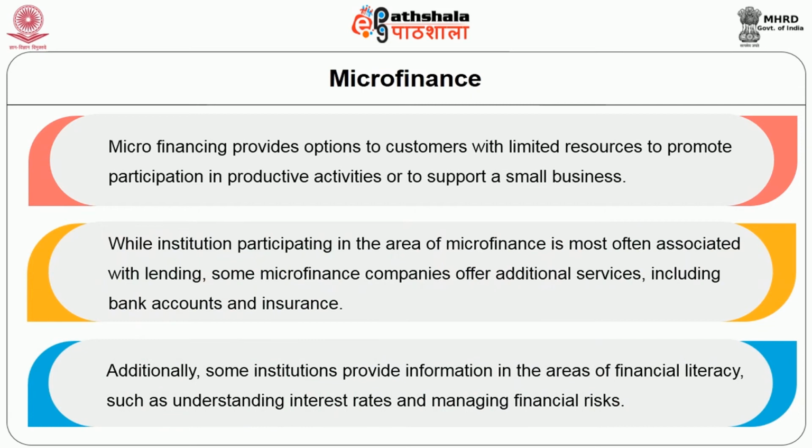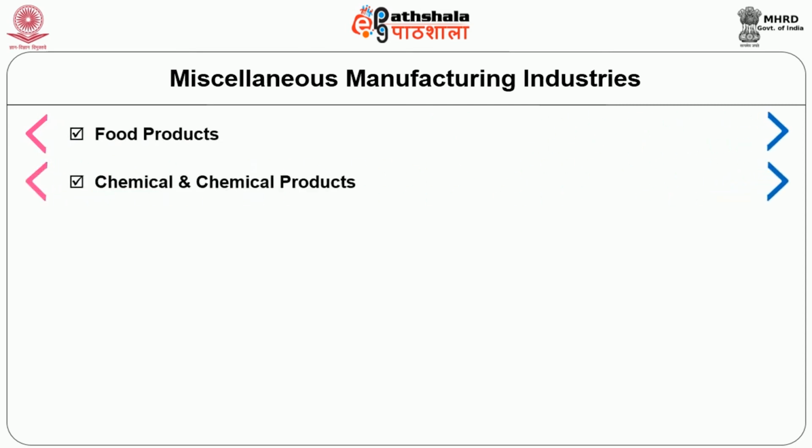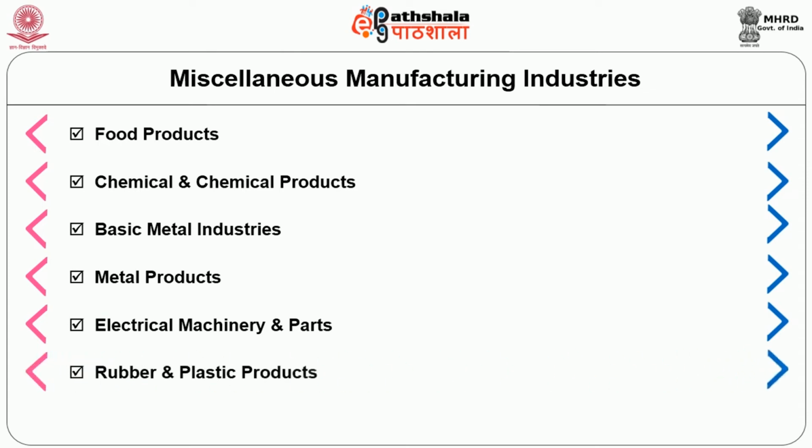Additionally, some institutions provide information in this area of financial category, such as understanding the interest rates and managing the financial risk. Some of the manufacturing industries in the list of micro entrepreneurship: food products, chemical and chemical products, basic metal industries, metal products, electrical machinery and parts, rubber and plastic products, parts of electrical goods, etc.